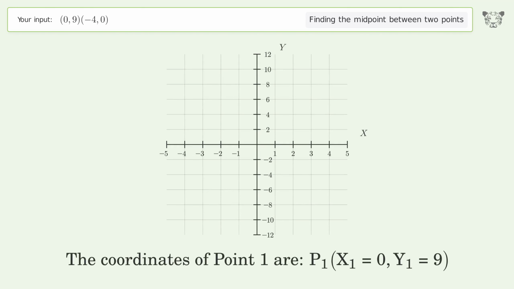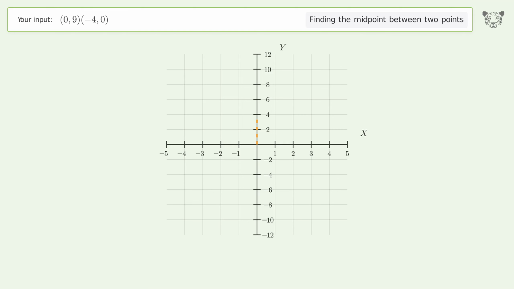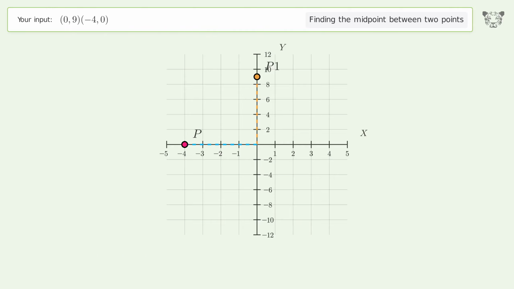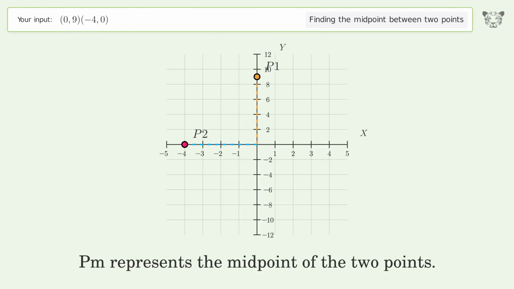The coordinates of point 1 are x1 equals 0, y1 equals 9. The coordinates of point 2 are x2 equals -4, y2 equals 0. PM represents the midpoint of the 2 points.